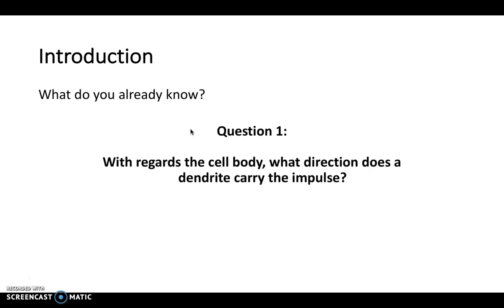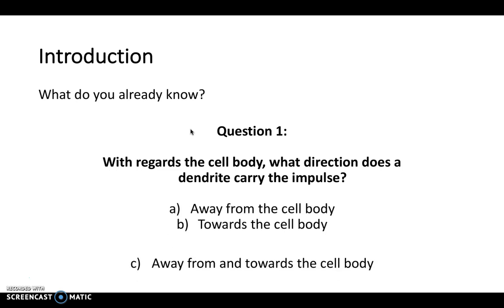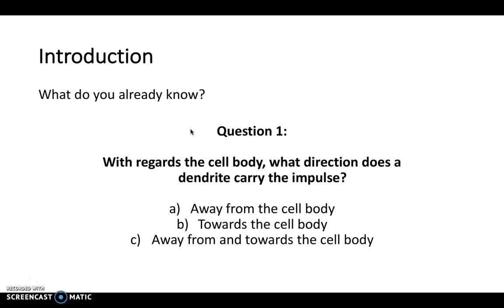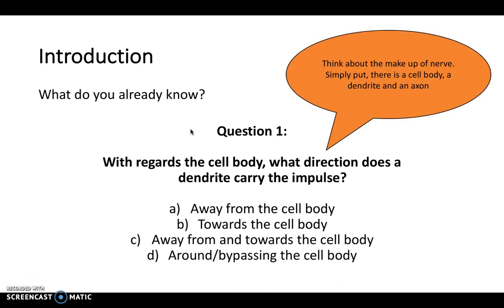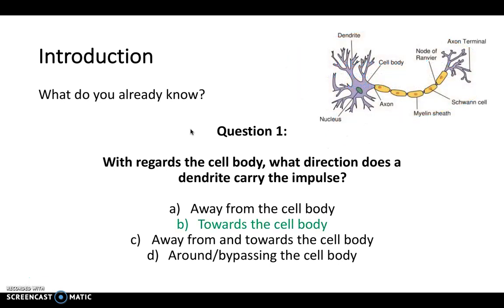So question 1. With regards to the cell body, what direction does the dendrite carry the impulse? Is it away from the cell body, towards the cell body, away from and towards the cell body, or around the cell body, so bypassing the cell body? So your answer here, of course, is B, towards the cell body.